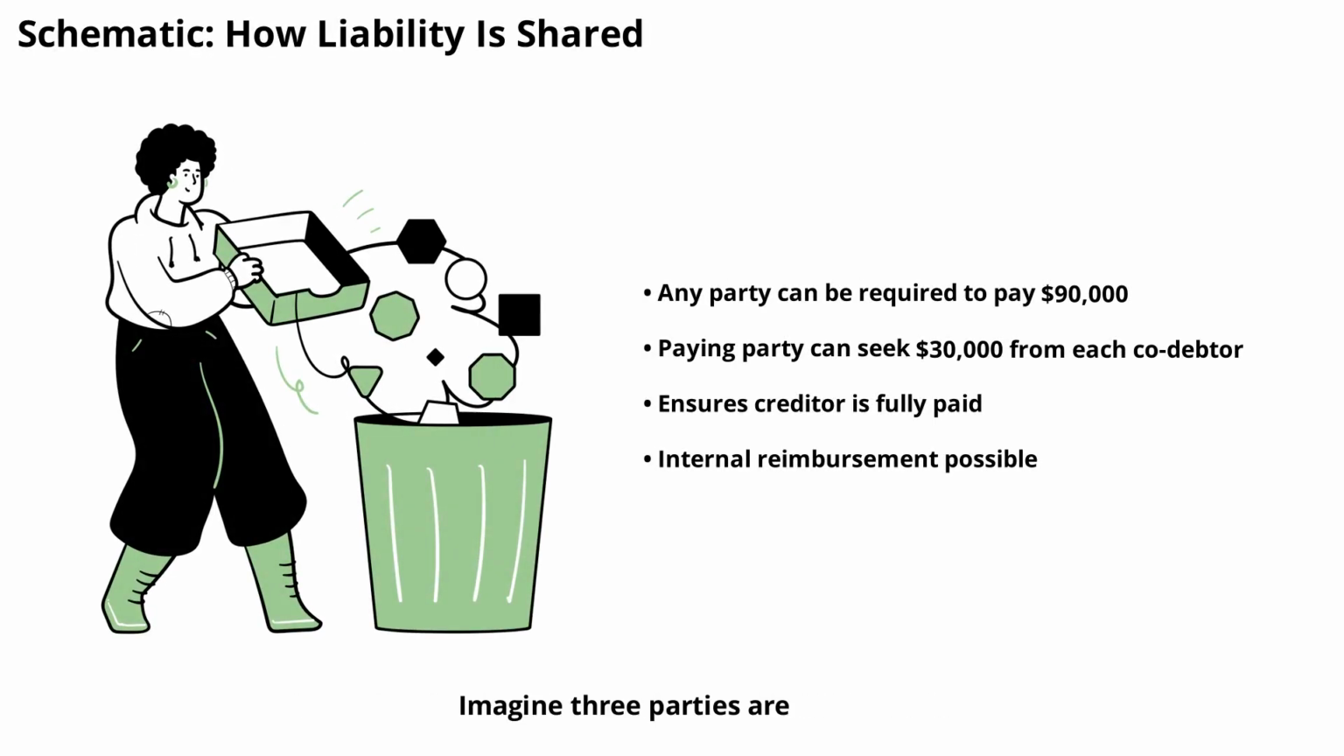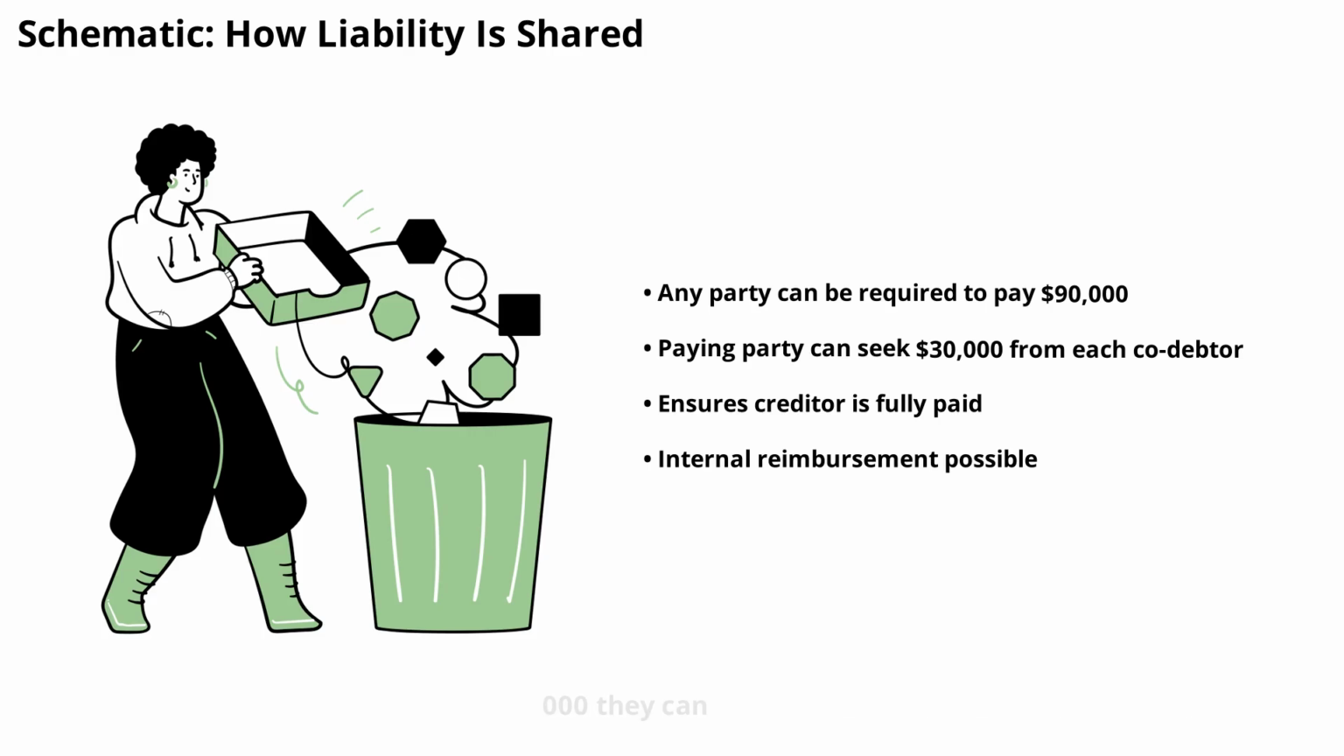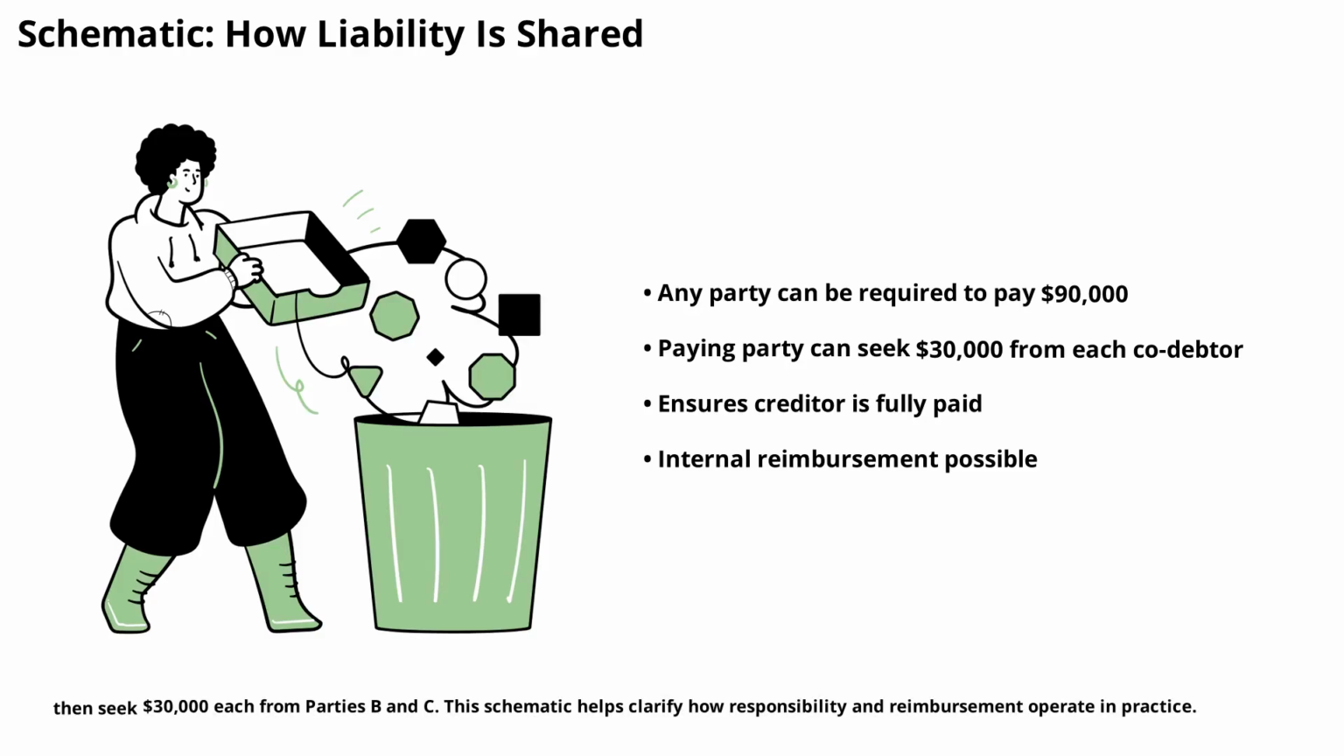Imagine three parties are responsible for a $90,000 debt. Under joint and several liability, the creditor can demand the full amount from any one party. If party A pays the entire $90,000, they can then seek $30,000 each from parties B and C. This schematic helps clarify how responsibility and reimbursement operate in practice.